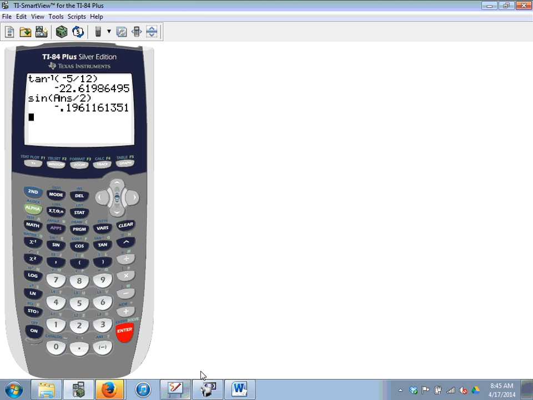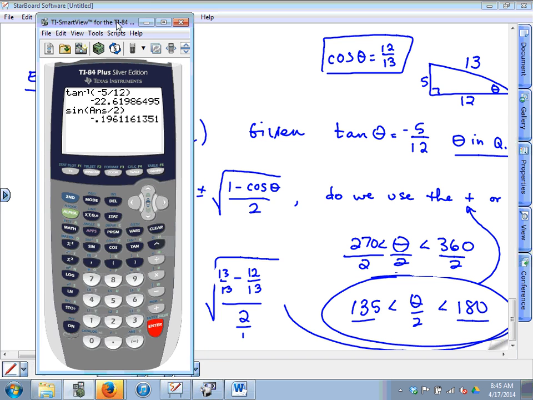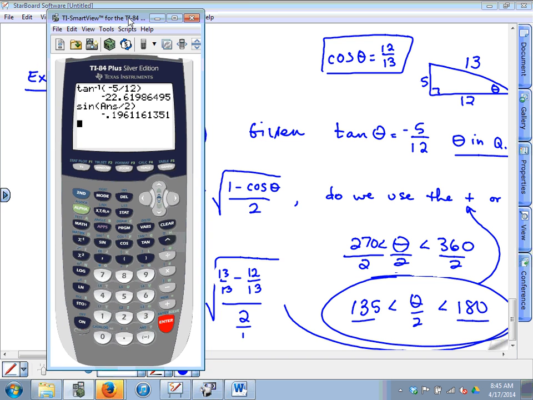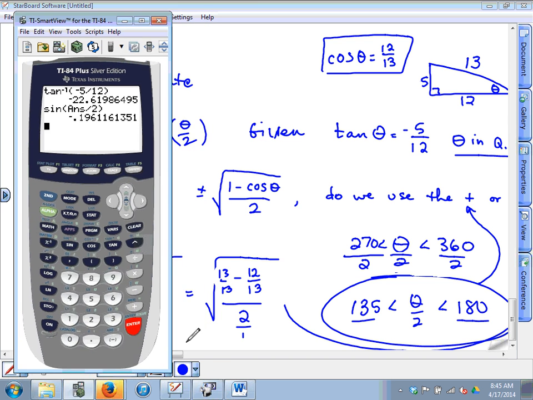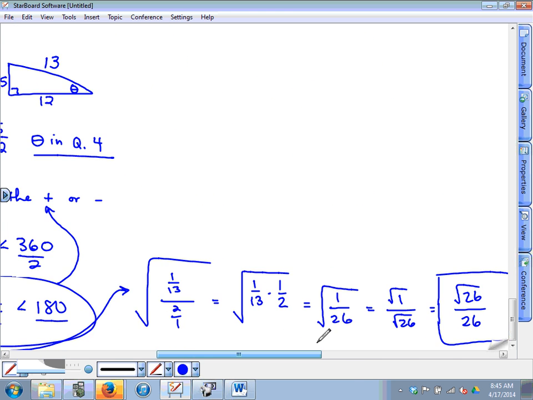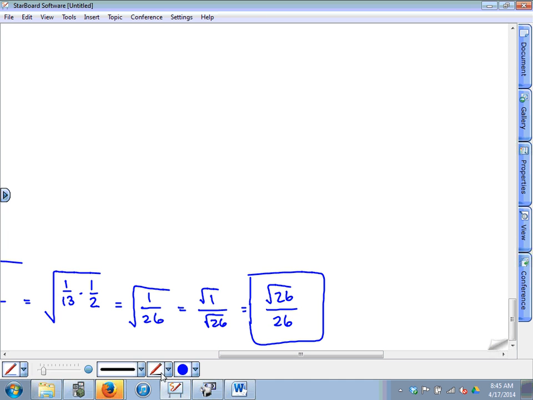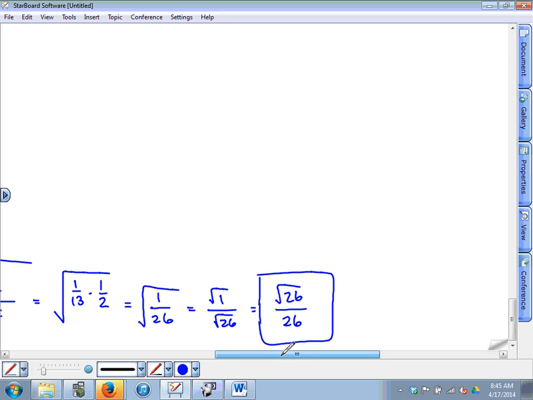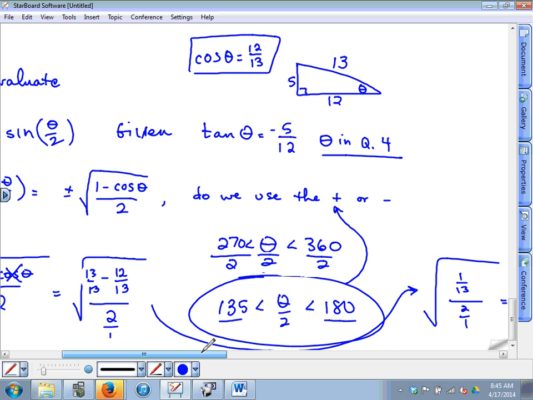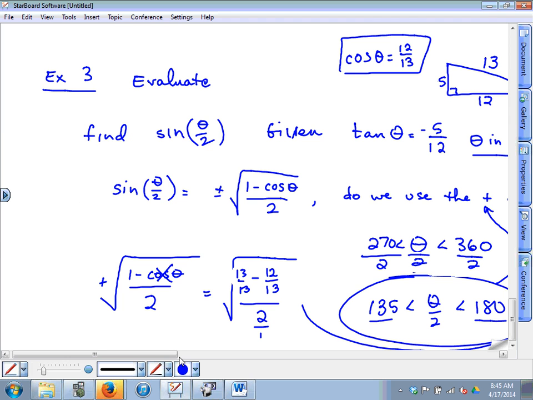What happened? I did the square root of 26 divided by 26. It's not negative. What did I do? Alrighty, I got it. See, when you push it to the top, it automatically does. I've got to scroll over though. Okay, so what is the square root of 26 over 26 then? It's positive.